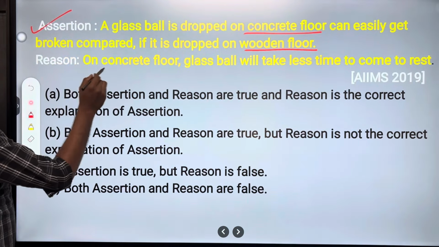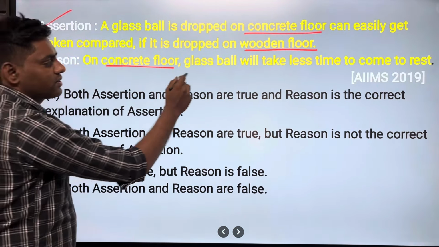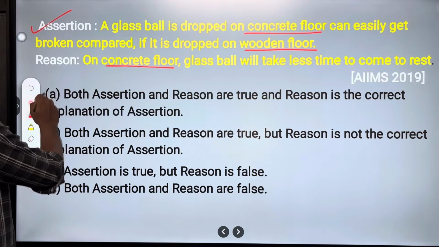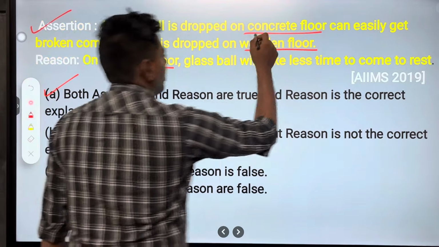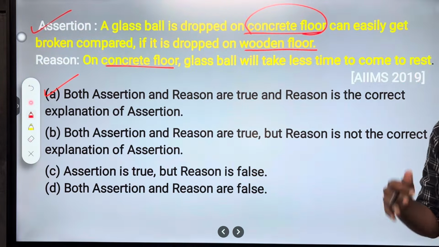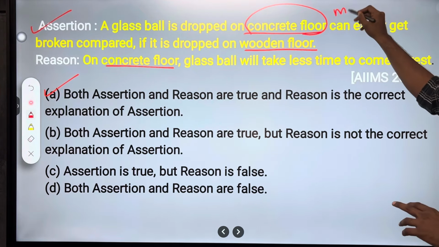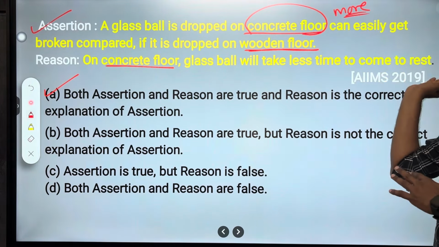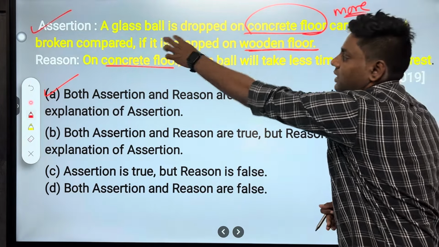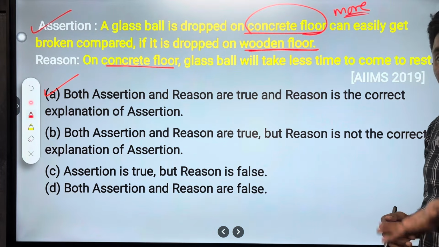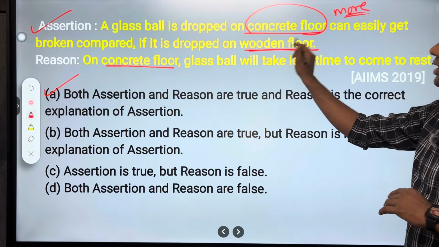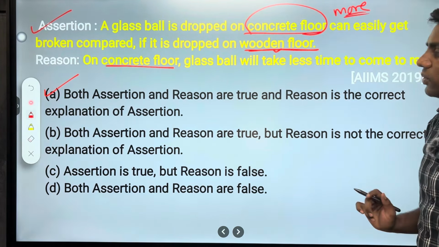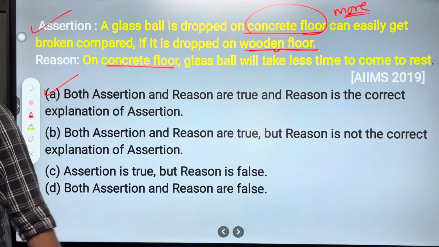What is the reason for that statement? On concrete floor, glass ball will take less time to come to rest. Yes, both are correct. Option A. Why is it correct? Because on the concrete floor, the normal force or resultant force is more as compared to the wooden floor. So due to the more force, the glass ball will take minimum time to come to rest as compared to when it falls on the wooden floor. And also most importantly, it is easily broken on the concrete floor. So option A is the correct explanation.